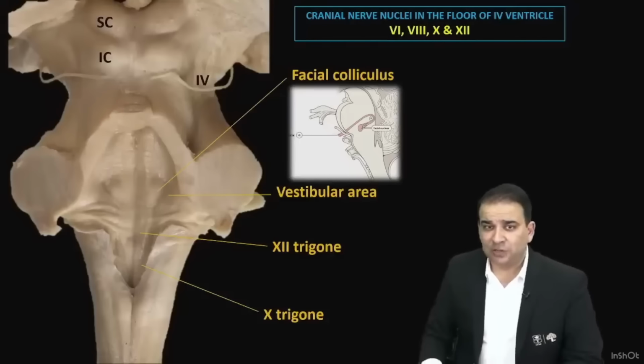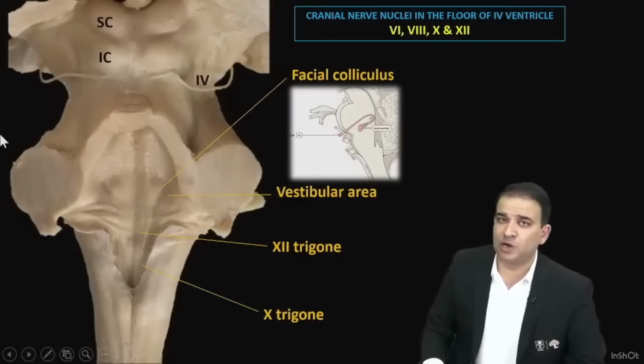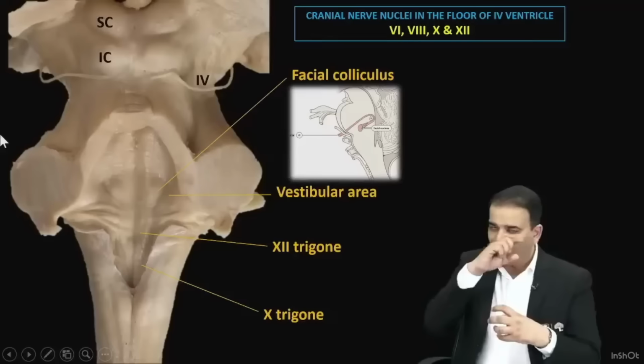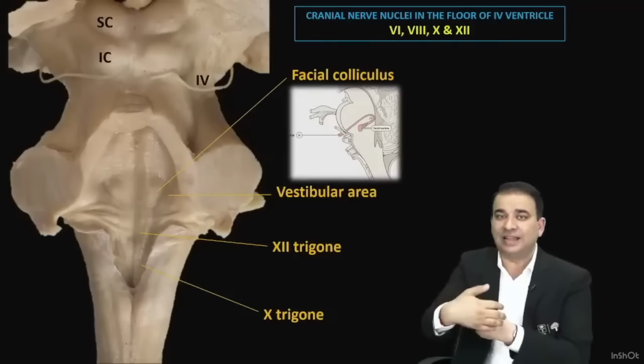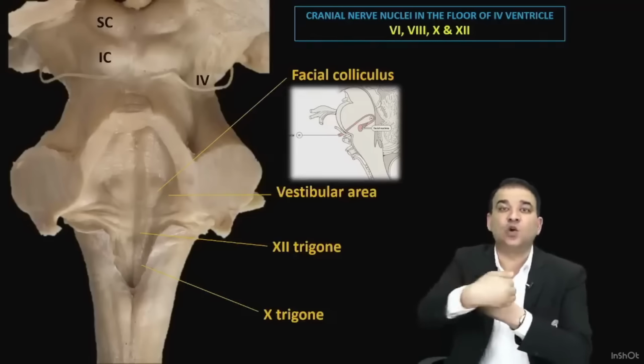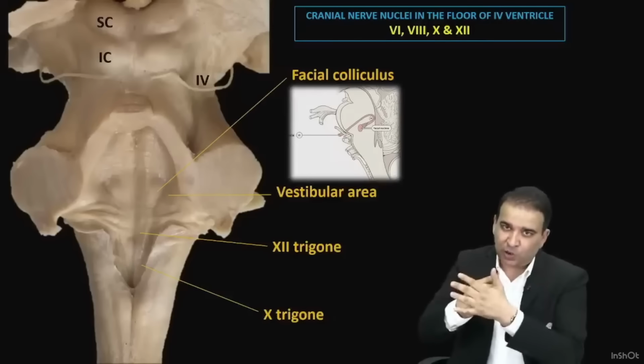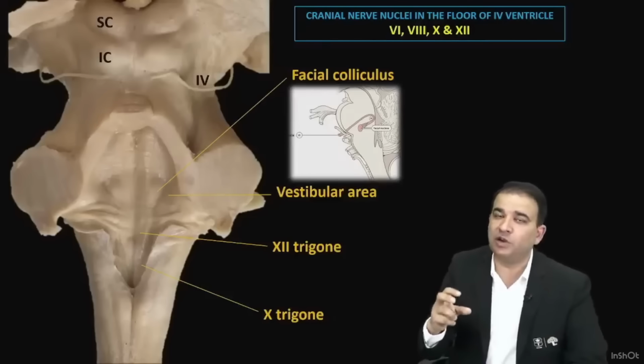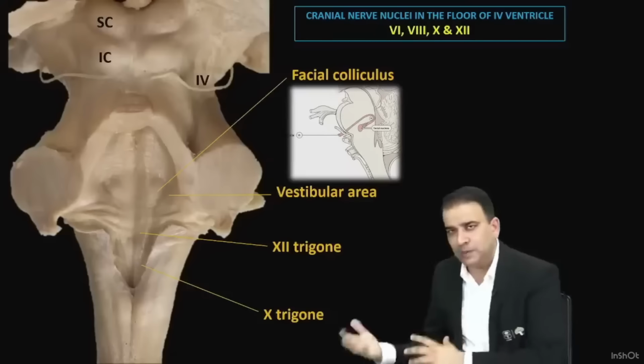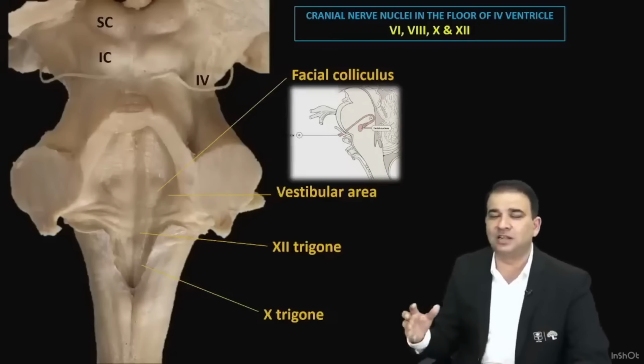Facial colliculus. Now there is a question asked on the injury to facial colliculus. Guys, if the facial colliculus is injured, obviously the facial nerve will get injured here, because it's the nerve which is surrounding the nucleus here. So with injury to the facial colliculus, a lower motor neuron lesion of the facial nerve will be seen. There will be injury to the nucleus also, but obviously the nerve is surrounding it here.